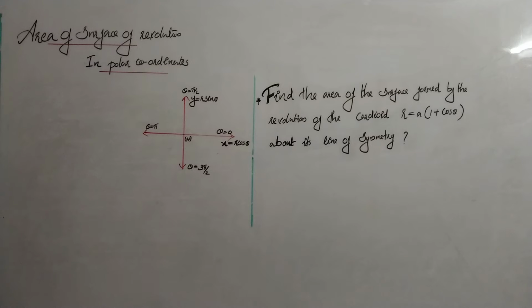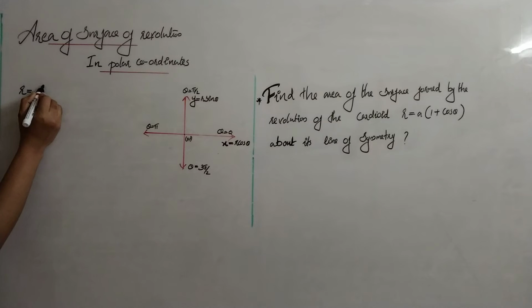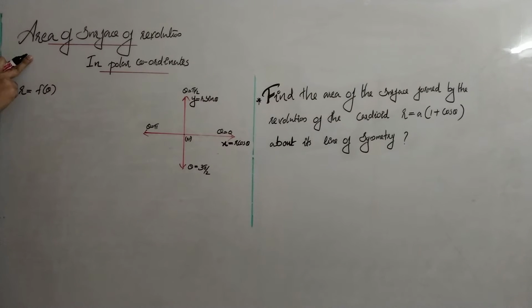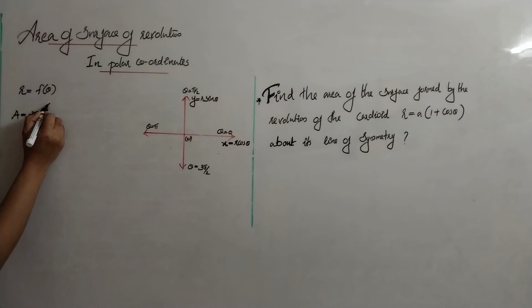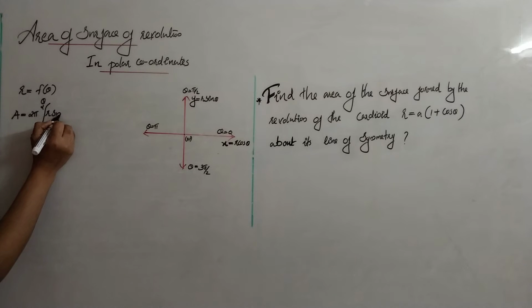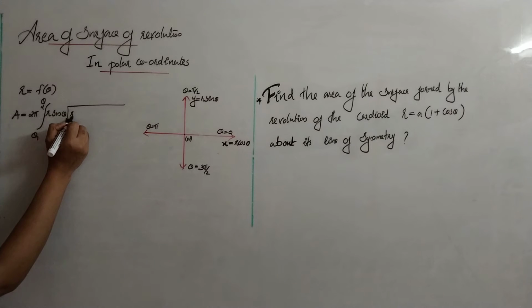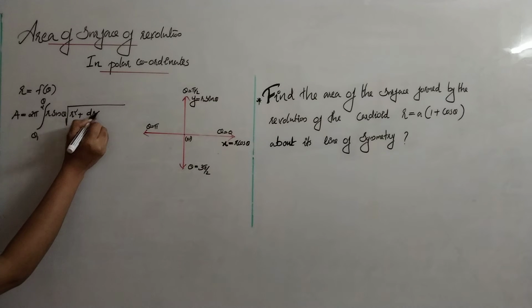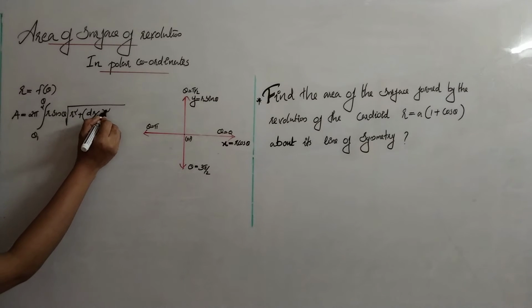Here the equation is of the form r is equal to f of theta. So we can use the equation of area of surface of revolution in polar coordinates, that is A is equal to 2 pi into integral theta 1 to theta 2 r sin theta into root of r square plus dr by d theta square into d theta.